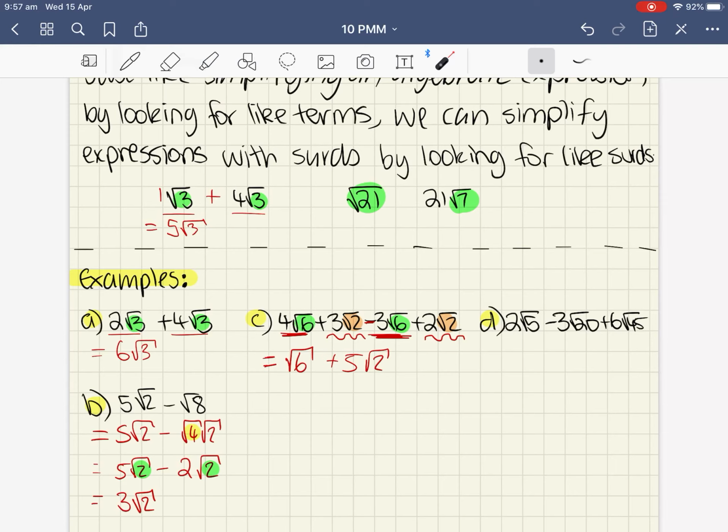I'm going to give you some time now to have a look at question D. I can assure you that these will all simplify to one surd at the bottom. So have a go now and think how you can work these out.